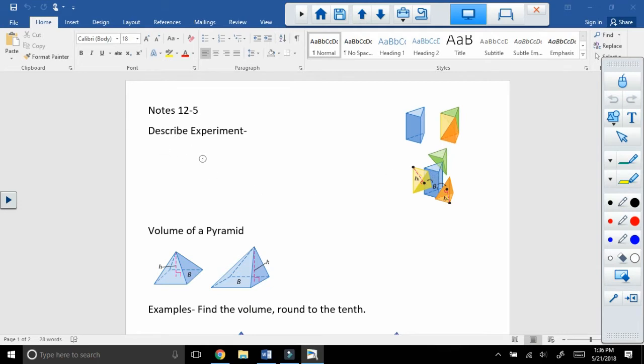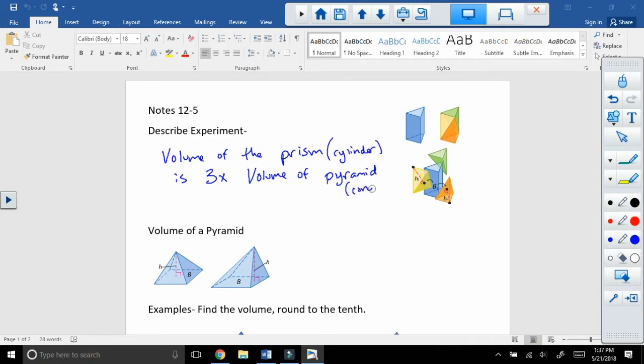So if you want to write down a little description of the experiment, you could say the volume of the prism is 3 times the volume of the pyramid. Or you could replace the word cylinder there, and cone for pyramid has that ratio of 1/3.